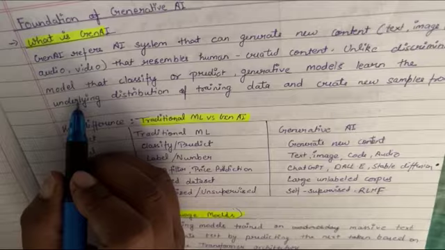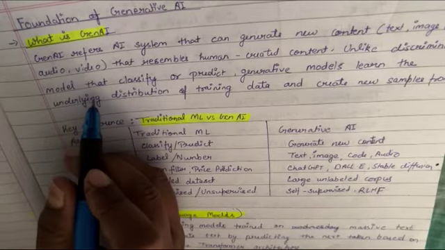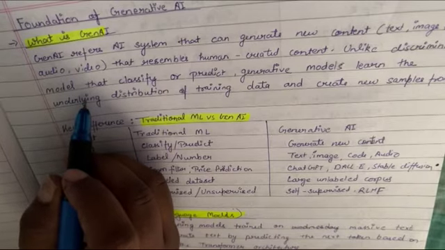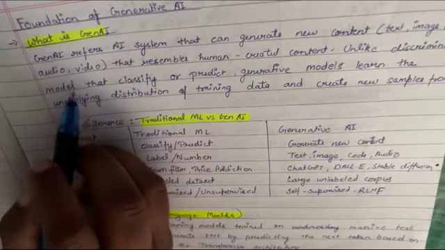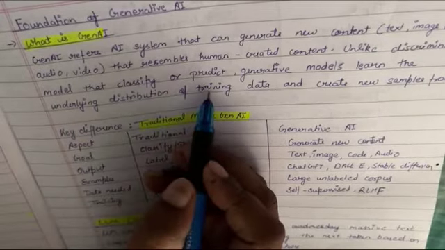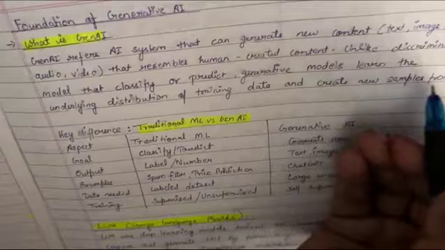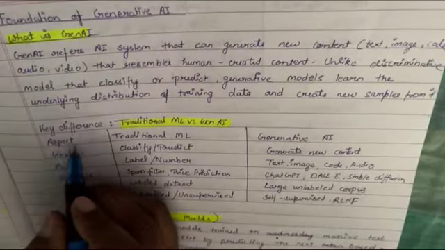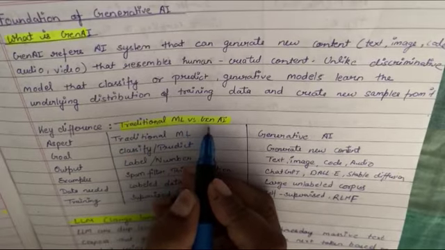So previously, what we had was data where we were classifying the data, okay, but now these generative models learn from the data and, based on their training, they create new samples from it. Now the key difference between traditional ML and GenAI.